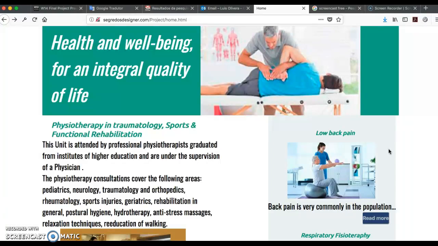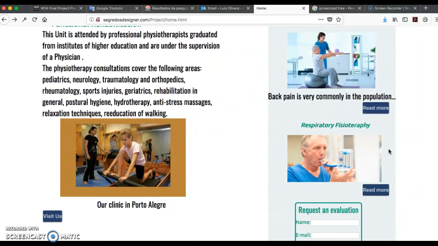Patients of all ages after surgery, with sequelae of stroke, accidents, people who require special care of motor, neuromuscular, or respiratory physiotherapy.